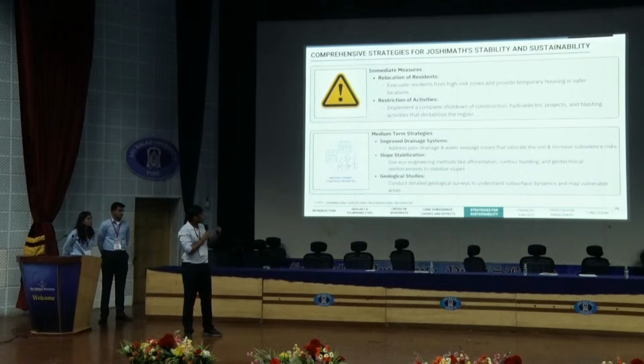Then we come to the medium-term strategies, wherein we have improved drainage systems, where we provide a better drainage system to remove the water in times of calamities, slope stabilization through the traditional method of afforestation, and geological study, a complete expert study of the map of Joshimath and Uttarakhand.